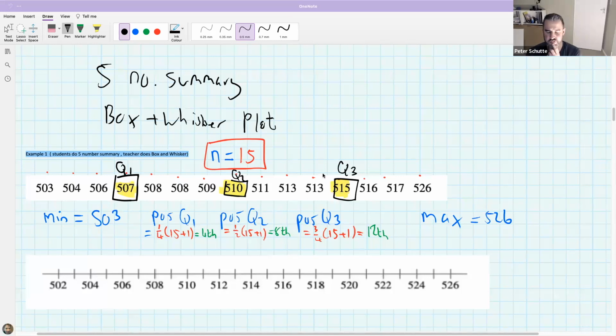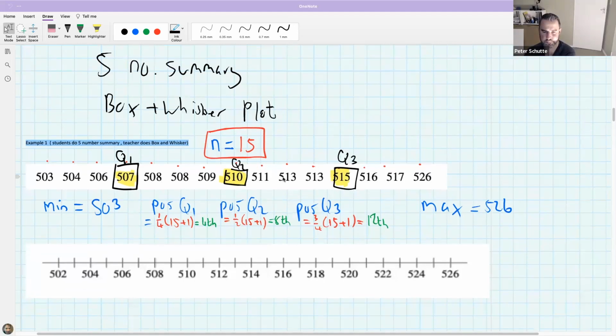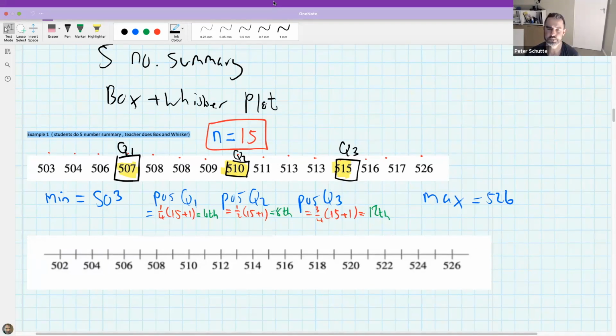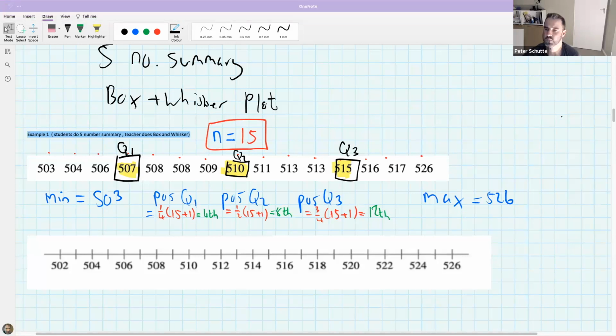Now, once you've got your 5-number summary, I want you to draw the box and whisker plot for me using the scale that I have on the screen here. So 507 should be here.